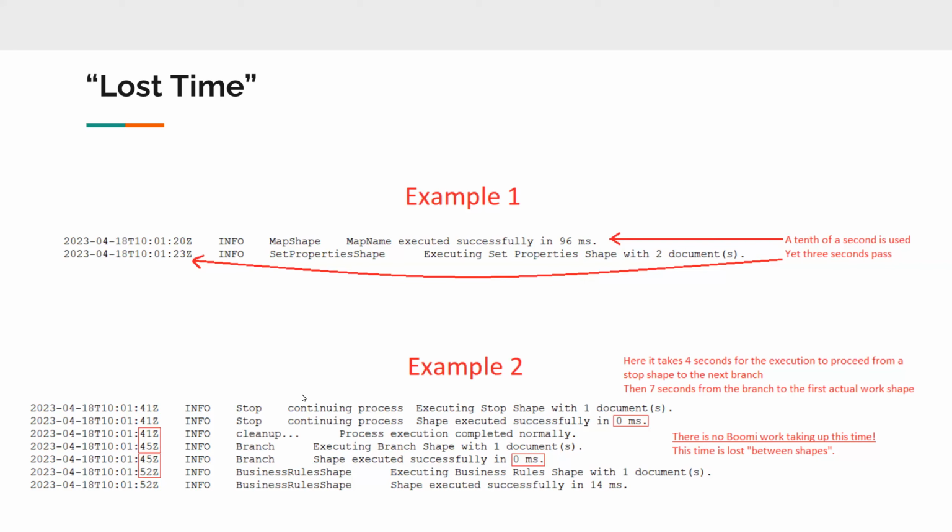The second example is similar. A branch ends at a stop shape, but it takes several seconds before the next branch actually fires. You might also see similar delays between the start time of the process and when the activity actually begins, or between the end of the process activity and the actual end being registered in process reporting. In this example, you can see 4 seconds go by, even though there's 0 milliseconds actually taken up doing Boomi work. The stop shape really should almost instantaneously move on to the next branch, but a lot of time is lost in this case.